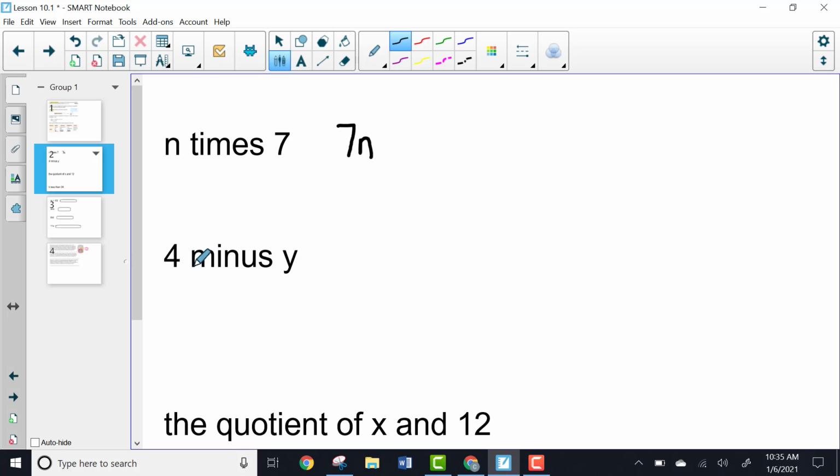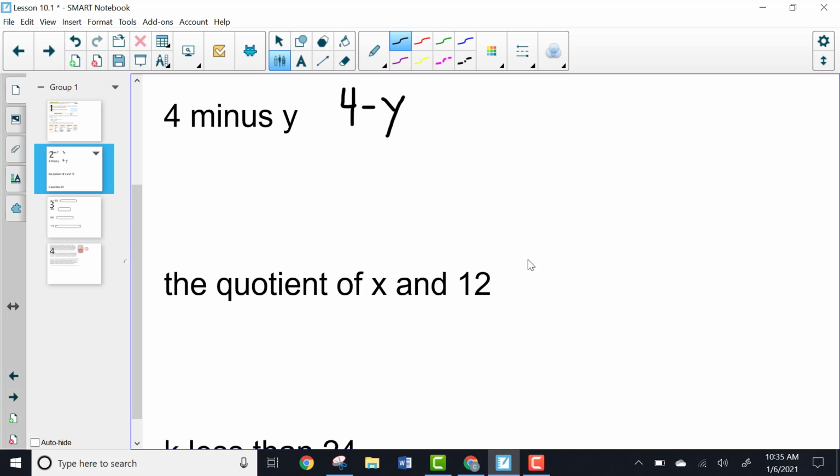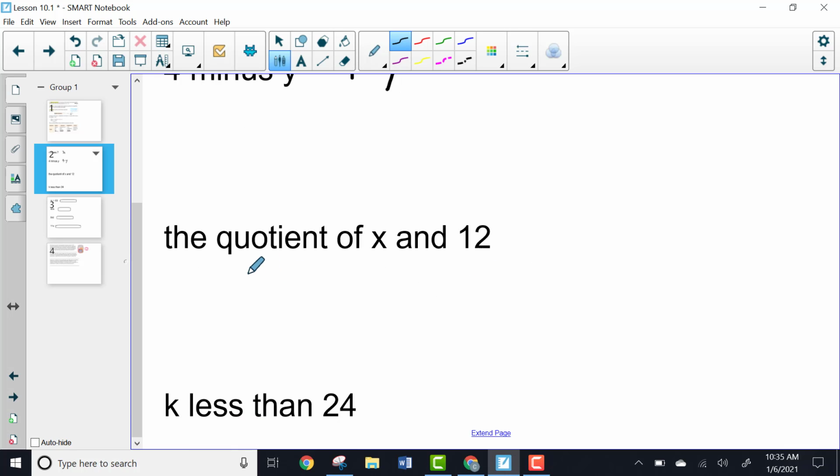And so we know minus means subtraction, and we can just write this in the order that it comes here: 4 minus y. You cannot write y minus 4, because that's not what it's saying. It is 4 minus y, and we'll take a look at how the subtraction ones can be a little tricky in the next couple of problems. So the next one, quotient of x and 12.